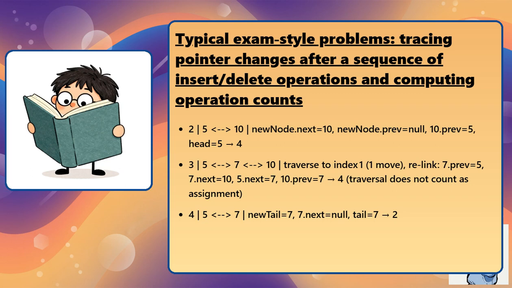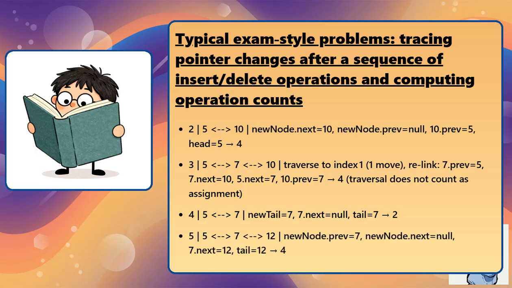Step 4, list is 5 linked to 7. New tail = 7, 7.next = null, tail = 7: 2 assignments. Step 5, list is 5 linked to 7 linked to 12. New node.previous = 7, new node.next = null, 7.next = 12, tail = 12: 4 assignments.